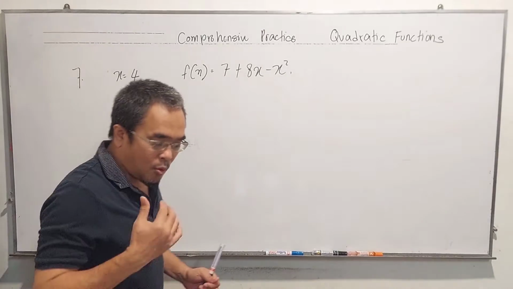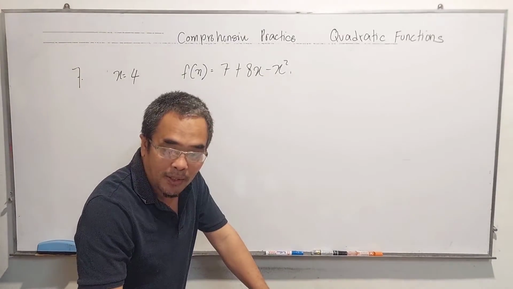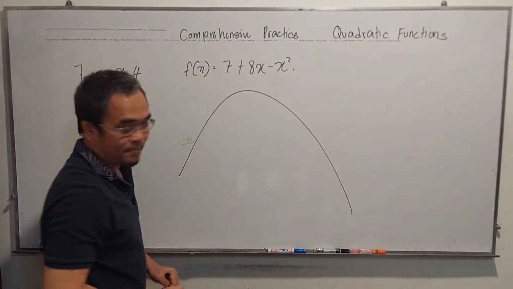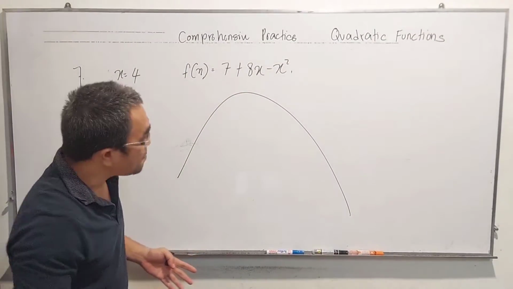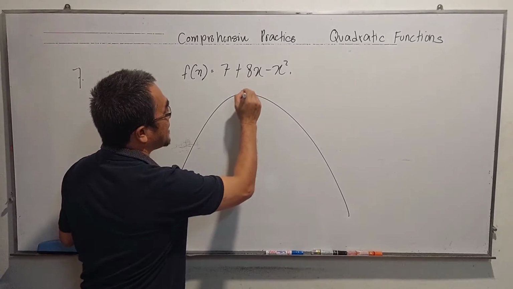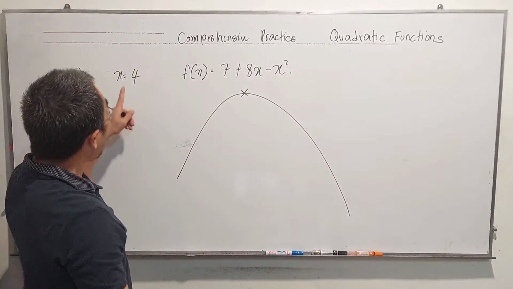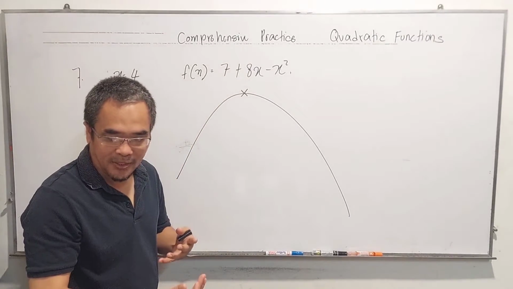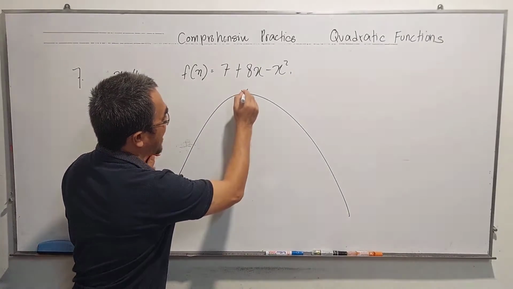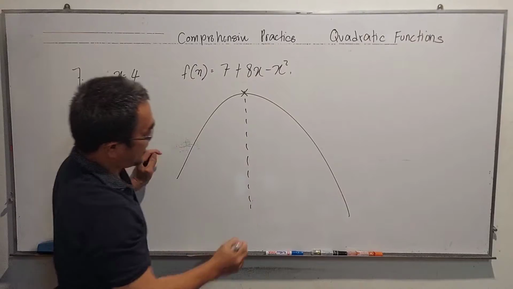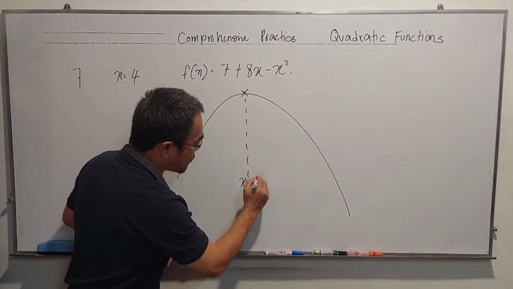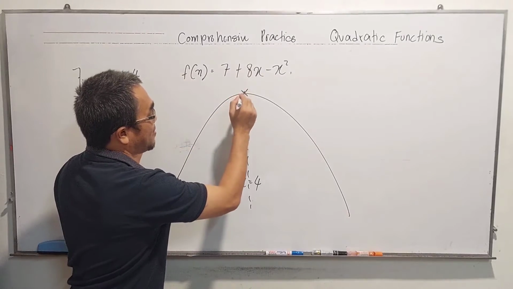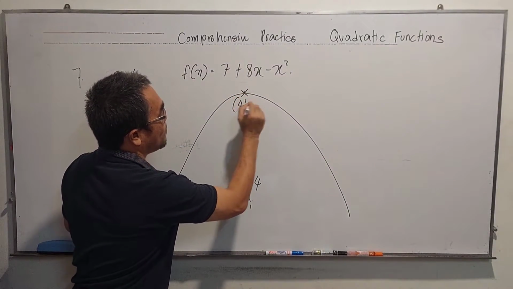So, why do they ask you for the maximum point? Because the graph is like this. There is no minimum point, but there is a maximum point. And x equals 4 is the axis of symmetry. So if this is the axis of symmetry, this is x equals 4. So the x for this coordinate, the maximum, will be 4.